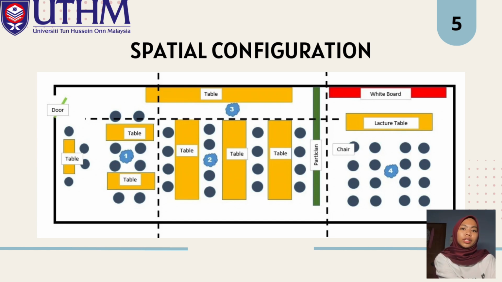At quadrant 3, there is no window, but there are walls at the northwest of the quadrant. And lastly, for quadrant 4, as you can see, there is no window, but there are walls at the northwest, northeast, and southeast of the quadrant. There is also a whiteboard at the northwest, and there are also 16 chairs provided.